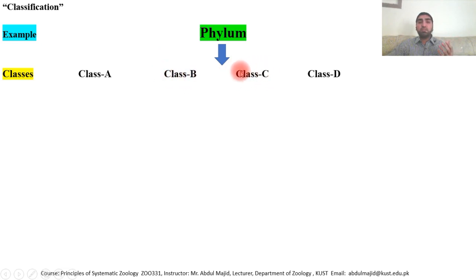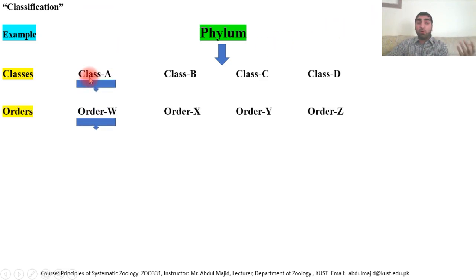Then class Reptilia, then class Aves, and then class Mammalia. Then we divide the classes into orders, because a class is again a very huge group, a very large, very diverse group. So we divide this group into subordinate groups.